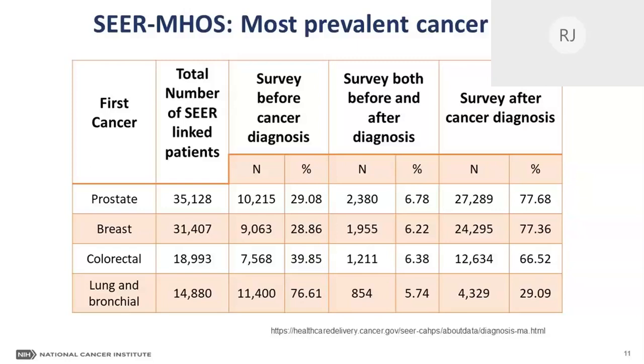These numbers highlight some of the strengths of this resource. There's large sample size from many cancer sites. It's one of the largest data resources on patient-reported outcomes among cancer patients in the U.S. And there's an ability to look at change over a 2-year period. And finally, you can compare it to individuals. You can compare individuals with and without cancer.